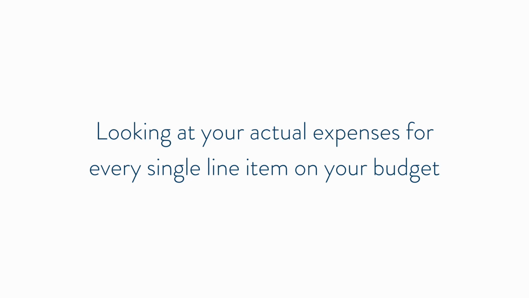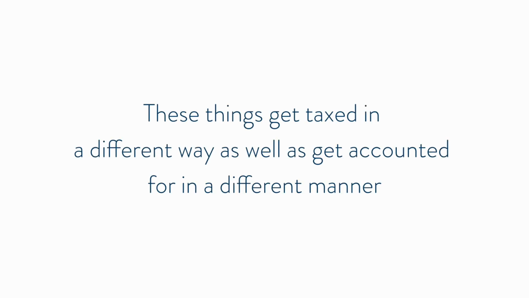And what I mean by that is looking at your actual expenses for every single line item on your budget. First and foremost, you have to understand what line items are in your budget. You're going to want to go through with your property manager and make a determination on, okay, well, obviously there's things like water and electricity and repairs, but even repairs can be separated out for different aspects such as capital improvements. And these things get taxed in a different way as well as get accounted for in a different manner.